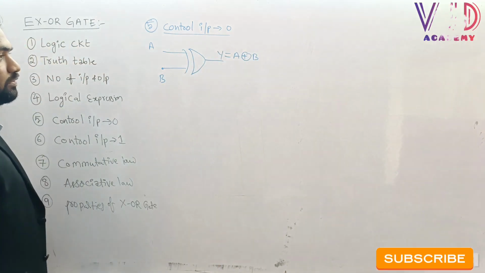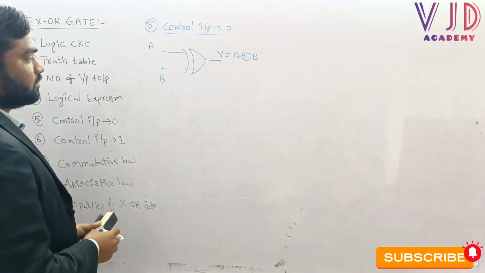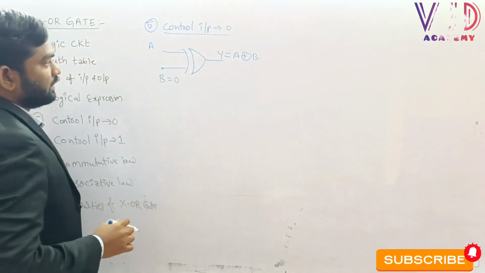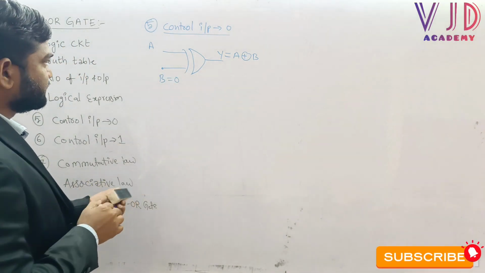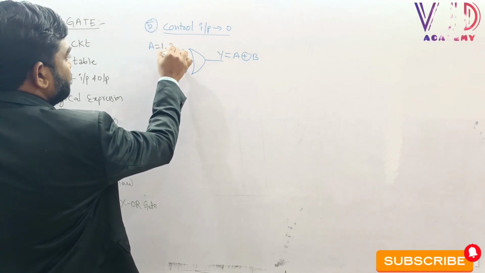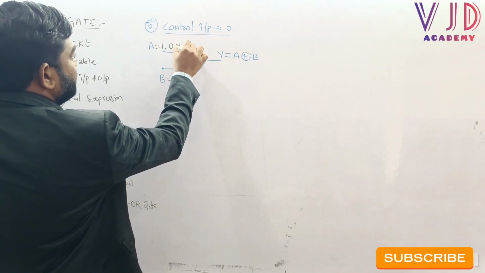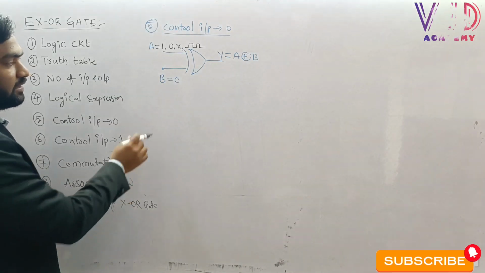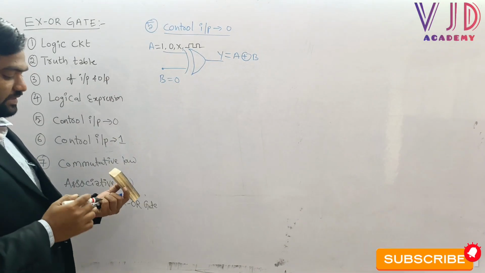Sir, let us try to understand the things. Suppose I keep applying B equal to 0, and I want to change the inputs A equal to, the first one is 1, 0, and then let me take a square wave. So if I keep on changing these input values, what will happen, sir?